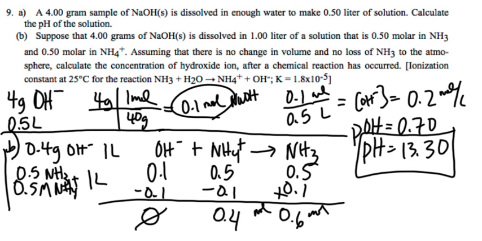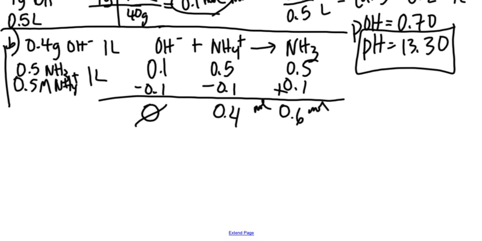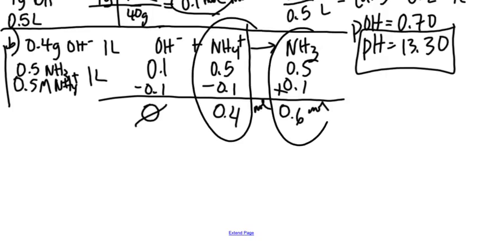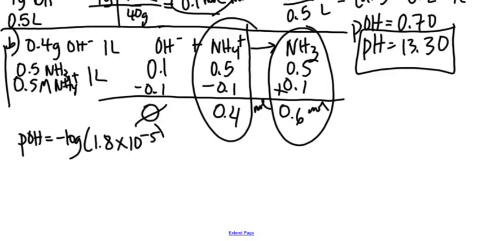What do I have left over? What kind of system after the reaction? Yeah, I have a buffer. So I have a buffer with only these two things floating around. What kind of Henderson-Hasselbalch equation should I use? pOH. pOH is equal to the negative log of the Kb of ammonia, which is on the board. It's the same as the Ka of acetic acid, if you haven't noticed.